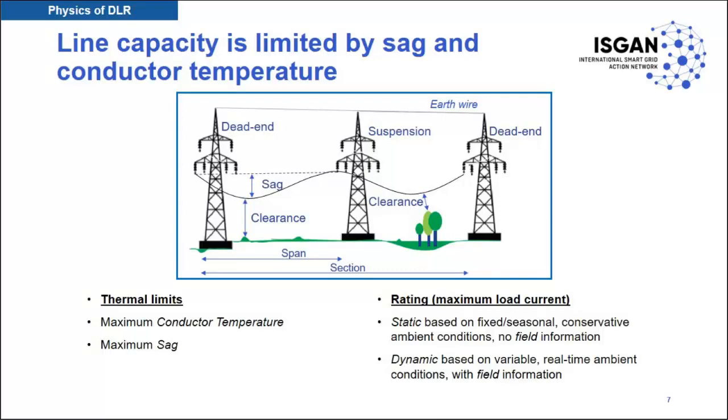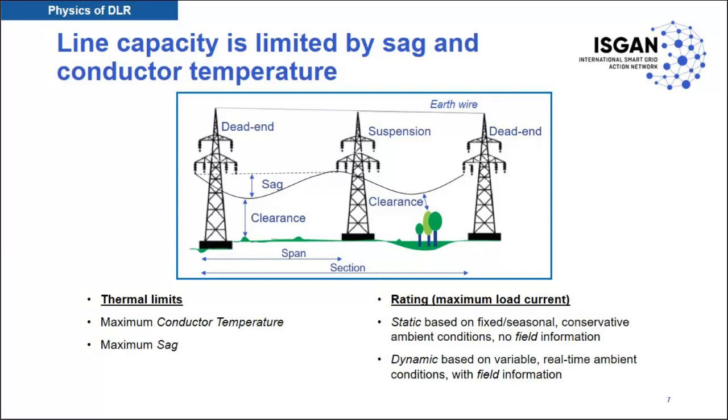So to consider the thermal limits, you have to consider two things. First, the maximum conductor temperature itself. It's a given feature of the cable, given by the cable manufacturer, and confirmed by the line designers. They will state you have a maximum operation temperature that is maybe 70 degrees, 72 degrees, 75, 80 degrees, and the dispatch engineers must not cross this limit.